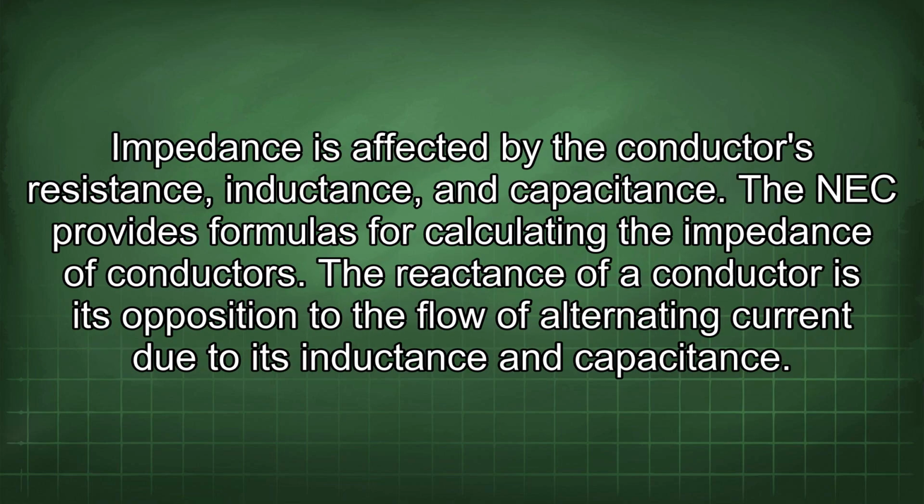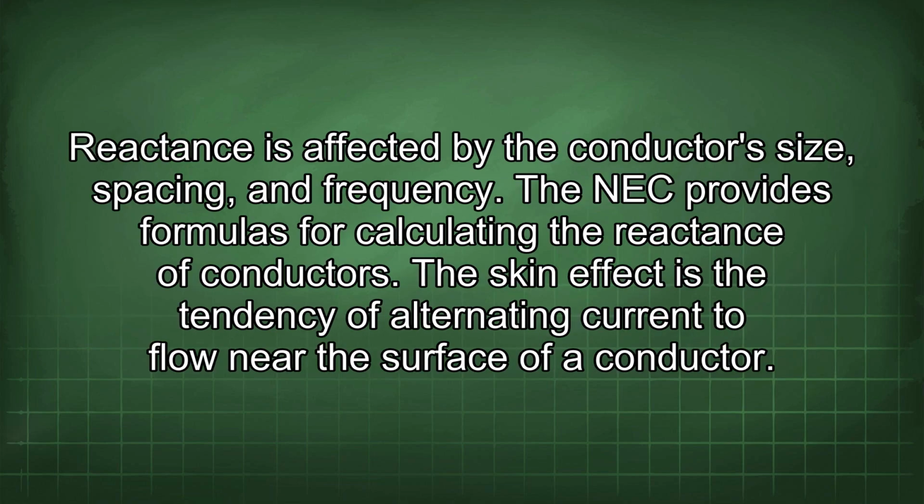Impedance is affected by the conductor's resistance, inductance, and capacitance. The NEC provides formulas for calculating the impedance of conductors. The reactance of a conductor is its opposition to the flow of alternating current due to its inductance and capacitance. Reactance is affected by the conductor's size, spacing, and frequency. The NEC provides formulas for calculating the reactance of conductors.